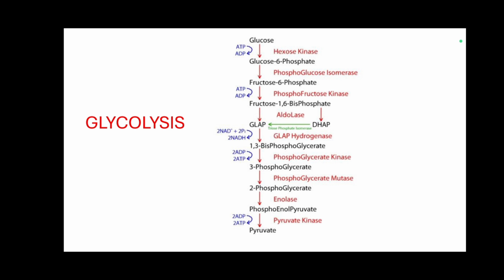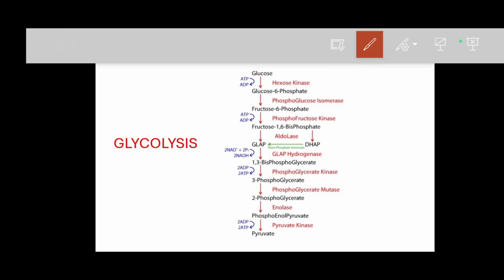Glycolysis is a process which occurs in the cytosol or cytoplasm of a cell. It is considered an anaerobic process because it does not require oxygen for all the steps. So let us go straight to the pathway of glycolysis. First of all, the substrate of the process is what?